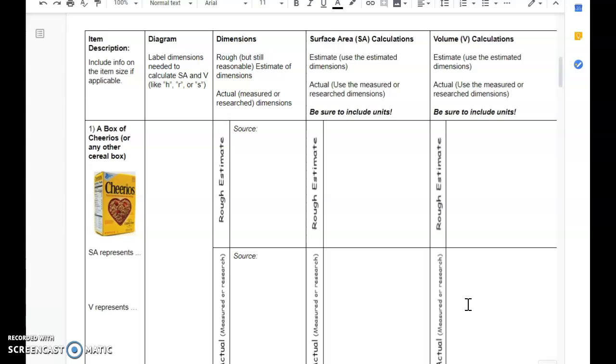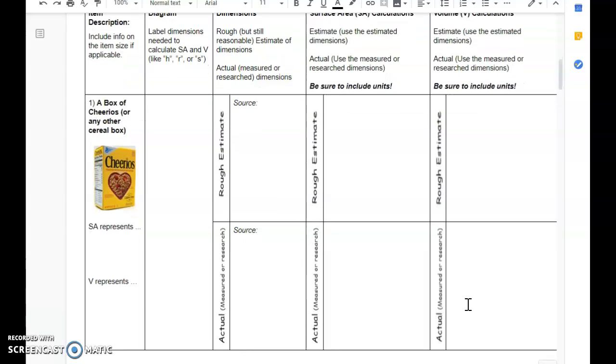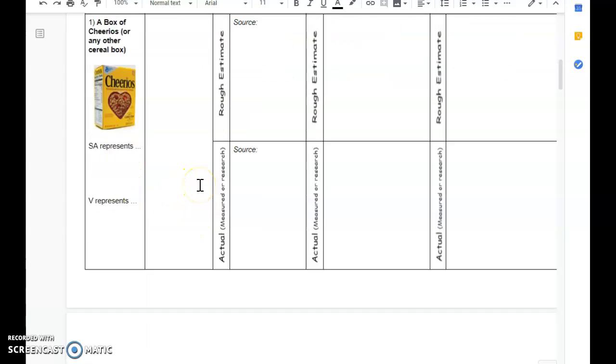Okay, so you have 6 items. The first item is a box of Cheerios or any other cereal box. If you are choosing any box, you need to specify the size as well as the brand, so that I know which box you're talking about. Then you can estimate the dimensions, and you can research it, or you can actually measure it yourself. It's up to you. So again, it does not have to be a Cheerios box. It can be any cereal box.